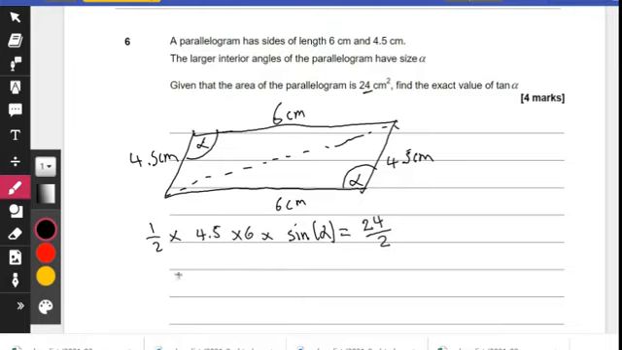So you'd end up getting, okay, what's 6 times 4.5? I'm going to need help from people because I don't know, 27 over 2, maybe.